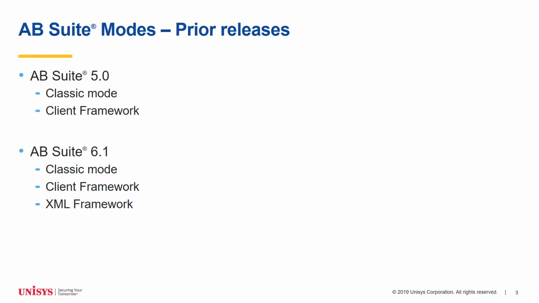So just to explain the evolution of these modes a little further, the first new product feature mode was introduced in AB Suite 5.0. It was Client Framework. So now you had a choice of user interface technology for your system. You could use the standard product functionality, referred to as Classic Mode, or you could use Client Framework, which allowed the use of more advanced user interface technologies. In AB Suite 6.1, we added a new mode, XML Framework, which was essentially the same as Classic Mode, but it included new XML processing capabilities.